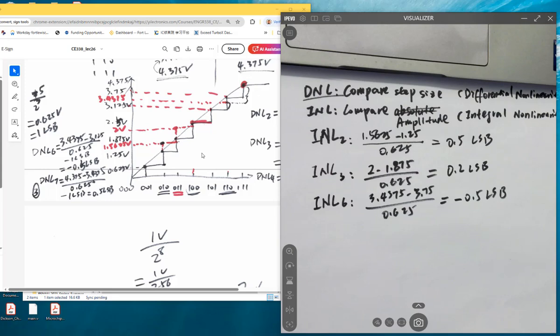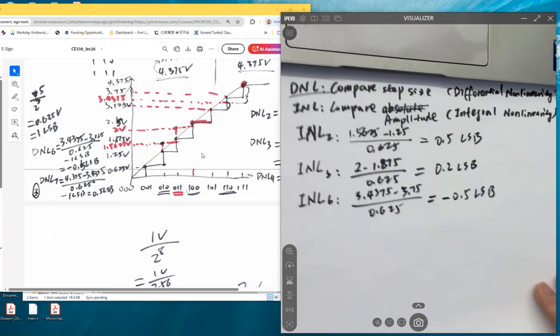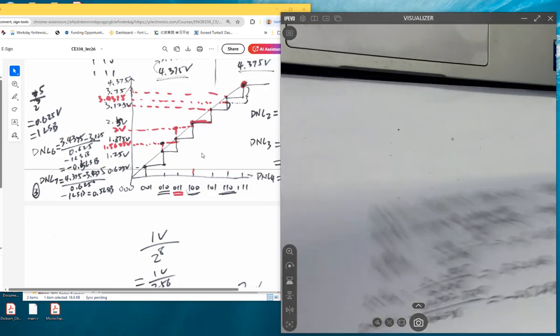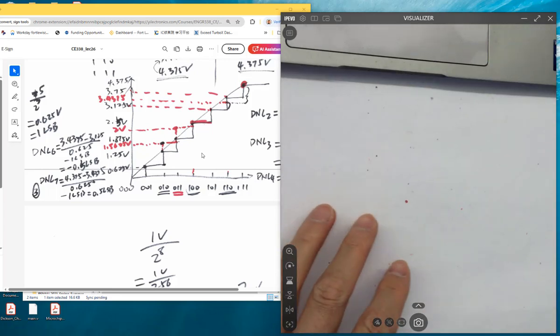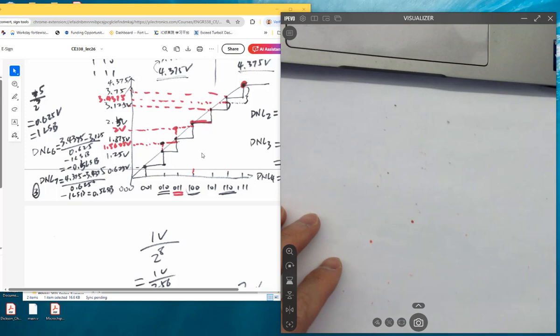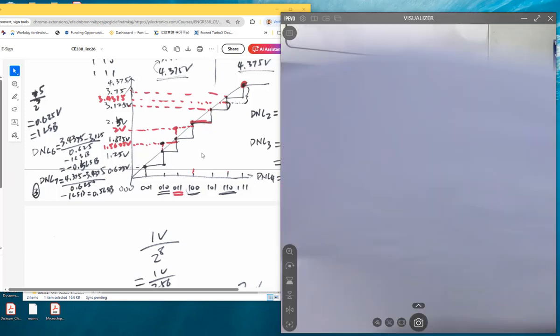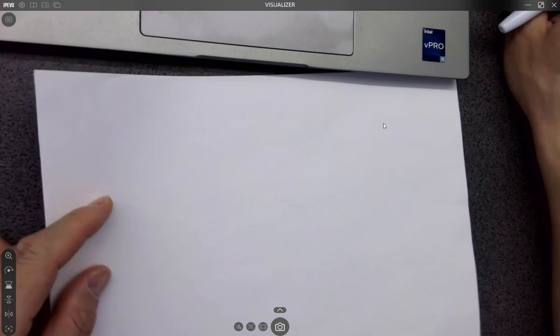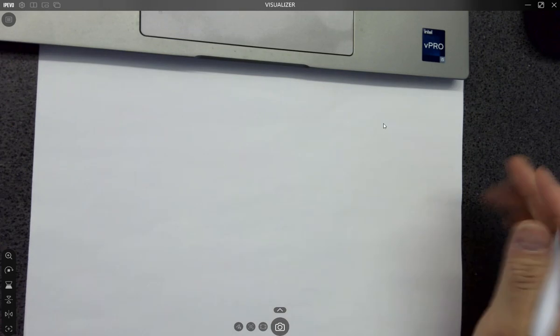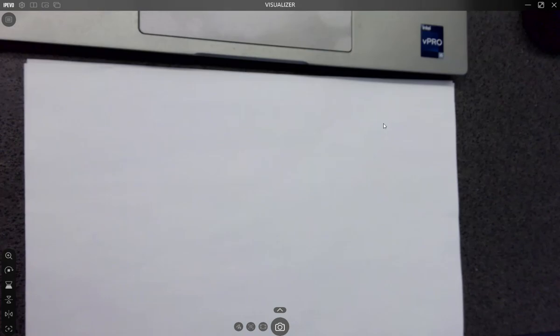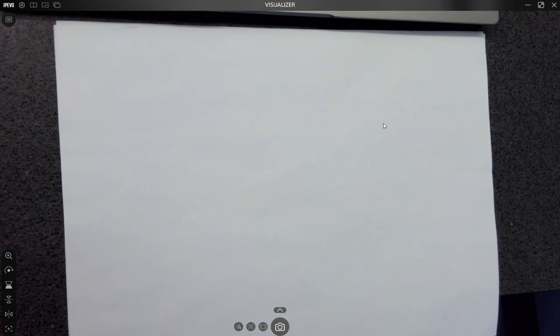For ADC, it's very similar. Have an example here. ADC's input output.